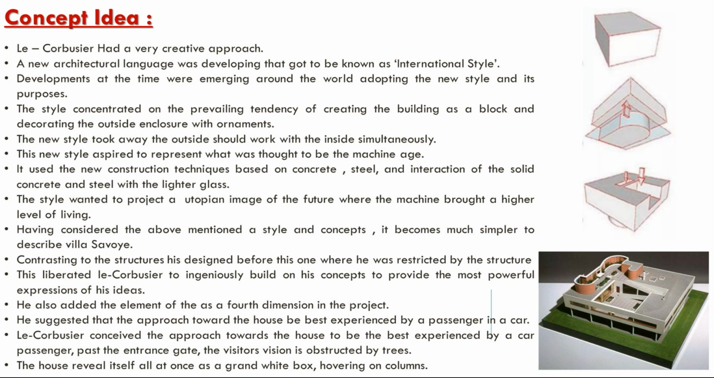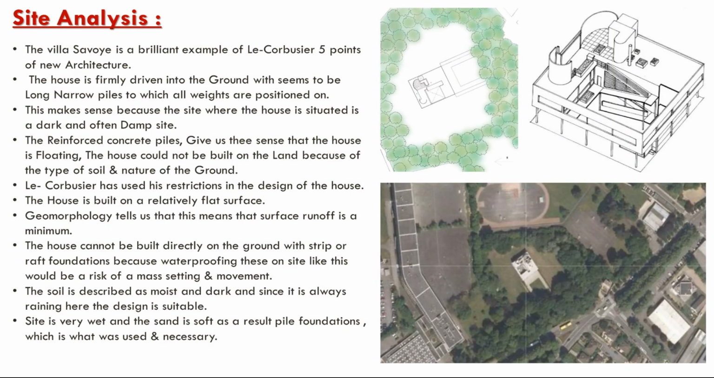Okay, now we will be discussing the site analysis. The Villa Savoye is a brilliant example of Le Corbusier's 5 new architecture points. The house is firmly driven into the ground, supported by long narrow piles on which all weights are positioned. This makes sense because the house is situated on a dark and often damp site.